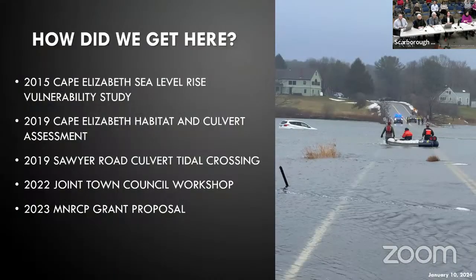So we didn't come to this proposal lightly. How did we get here? There's been a lot of work that's been done up to this point. I'm just going to touch on a few things. Cape Elizabeth did do a sea level rise vulnerability study in 2015, and we really did it because we were revising our normal high water line definition, and this was just one of the outputs that came out of that. But that was the first time we really made a list of our roads and other facilities that were vulnerable, and I could hold up the chart and you could know which one was Sawyer Road because it's got red all across the whole chart.